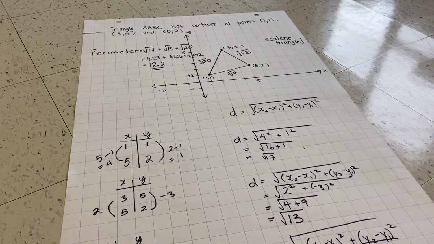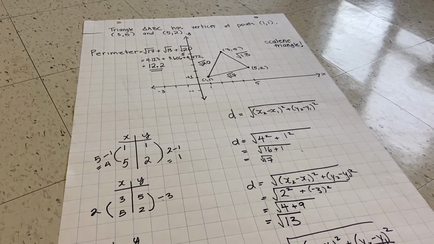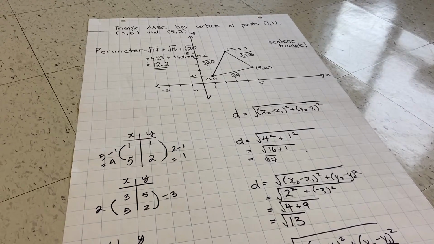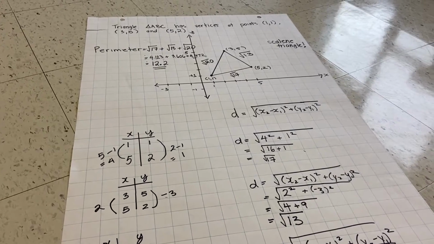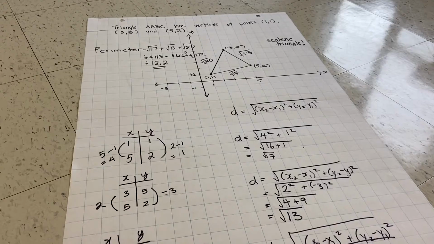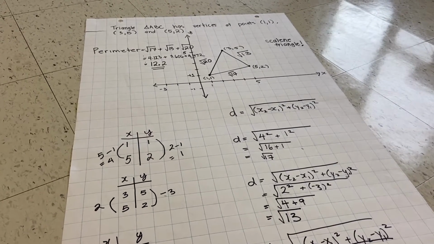Today we started to learn about triangles and how we can work with triangles when they are in the coordinate plane. Our first job today was to find the perimeter of a triangle, and we did that using the distance formula. Our next goal will be to find the area of a triangle.